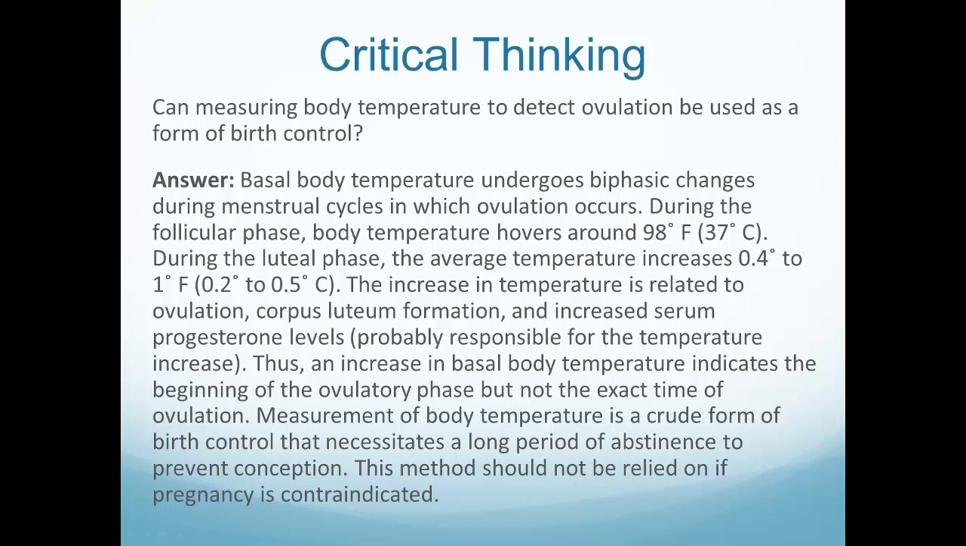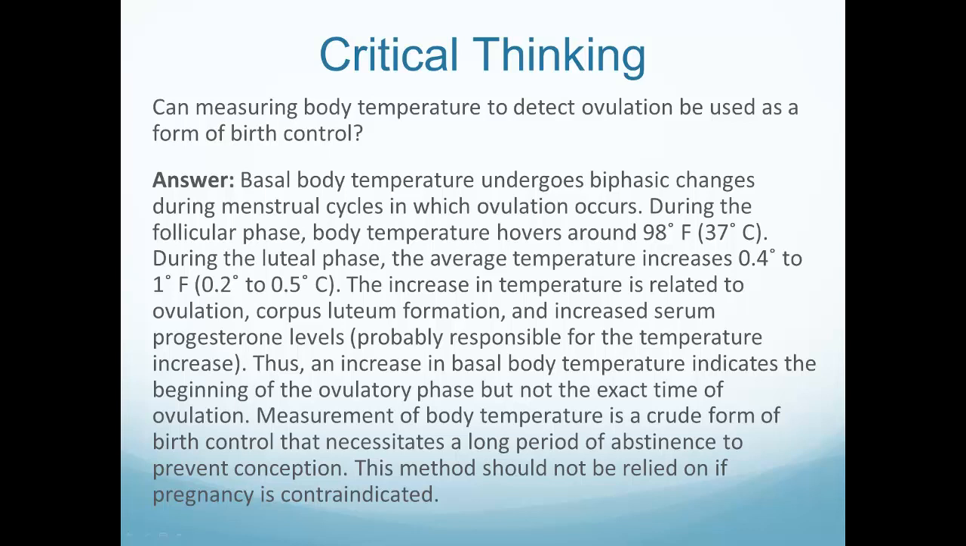Well, I suppose it could. It's not a very accurate method, and it does involve that the person be abstinent for a long period of time so that we're making sure that we're covering both ends here, because obviously the temperature is going to go up after the person has had ovulation. So we're not going to be able to really control birth control very well with this.